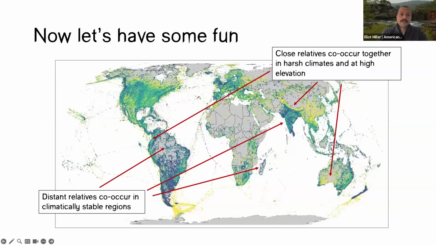So blue means that all the co-occurring species in that area are on average distantly related, whereas yellow means that on average all the species in that grid cell are closely related. So the take home here is that regions of the globe that have been more climatically stable over long periods of time tend to have older lineages, and they're composed of more distantly related species. And then as you proceed into more climatically harsh regions, higher elevations, only certain lineages have evolved the necessary adaptations to persist in those environments.